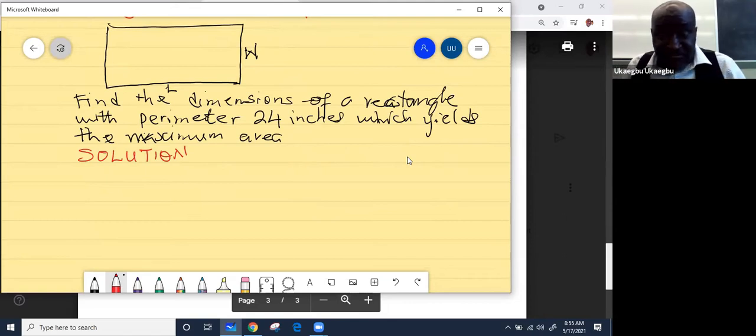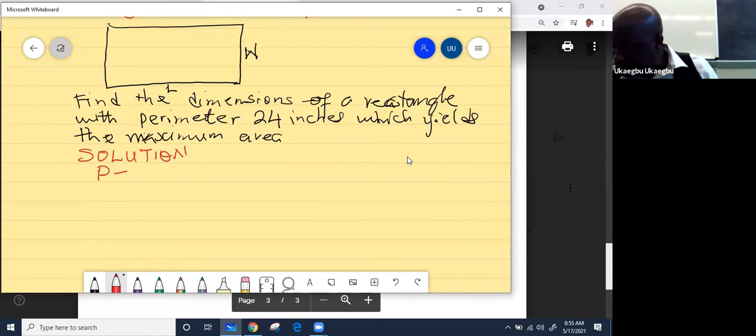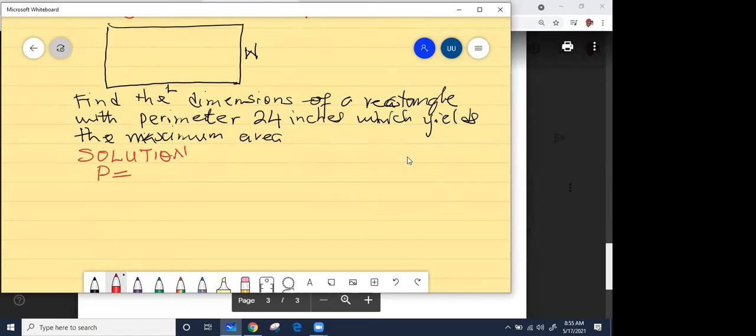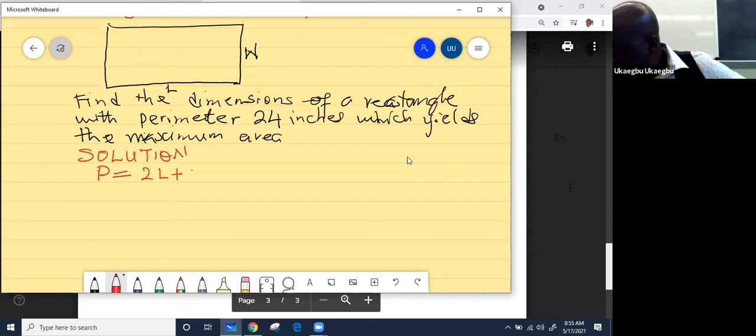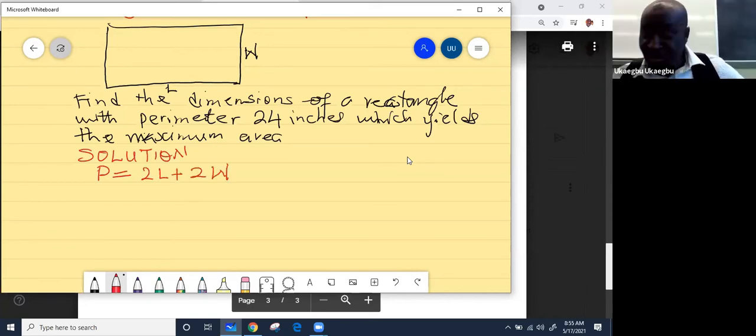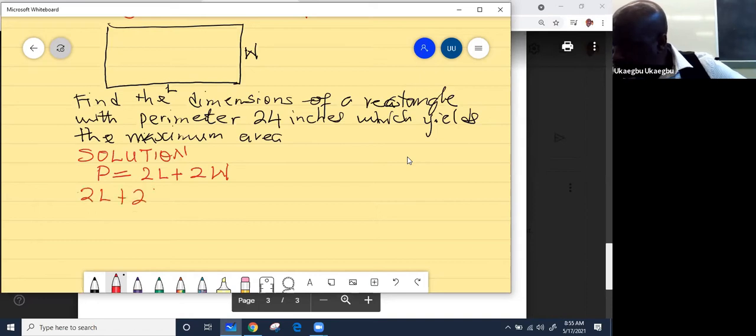Apart from that person that gave us the perimeter, I need someone else to repeat that formula for me. P equal to? 2L plus 2W. Okay, in other words, we can also flip the formula, change the formula direction. We can also write 2L plus 2W is equal to perimeter.